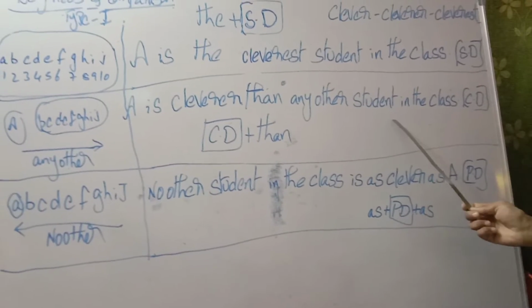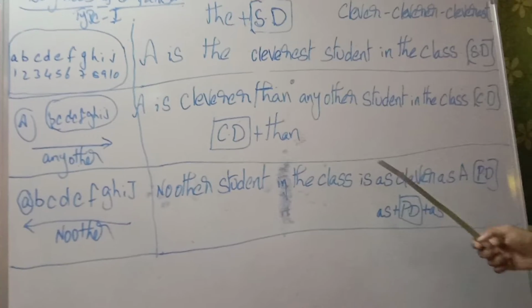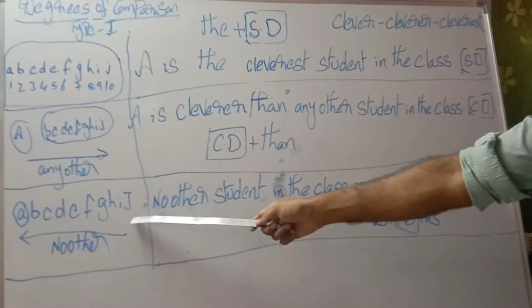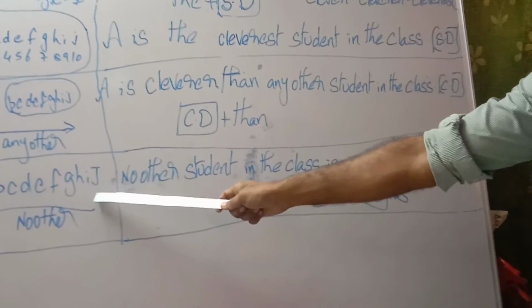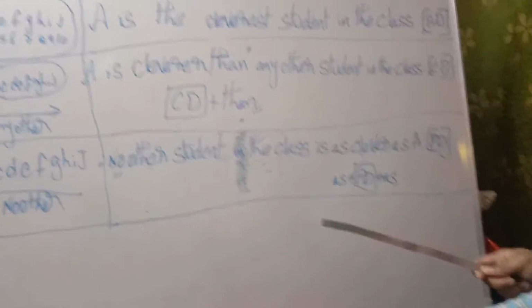And next, how to convert this into positive degree? Positive degree. Take the same scenario: A, B, C, D, E, F, G, H, I, J, with ranks 1, 2, 3, 4, 5, 6, 7, 8, 9, 10. Ten lines. Now we have to say positive degree.